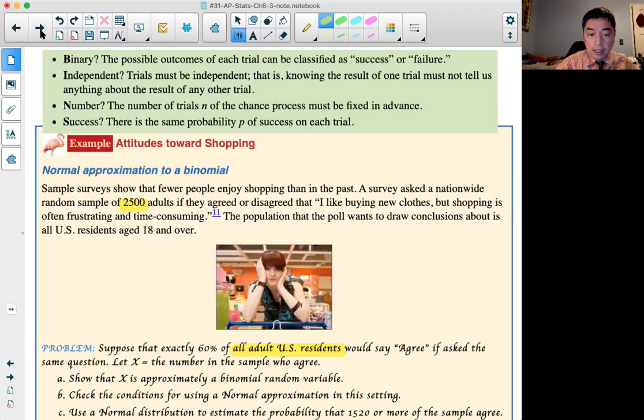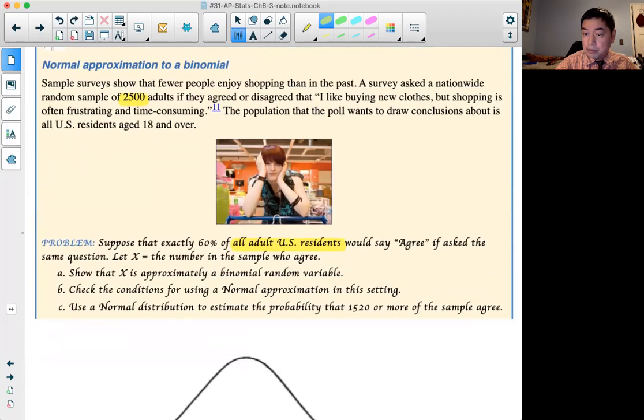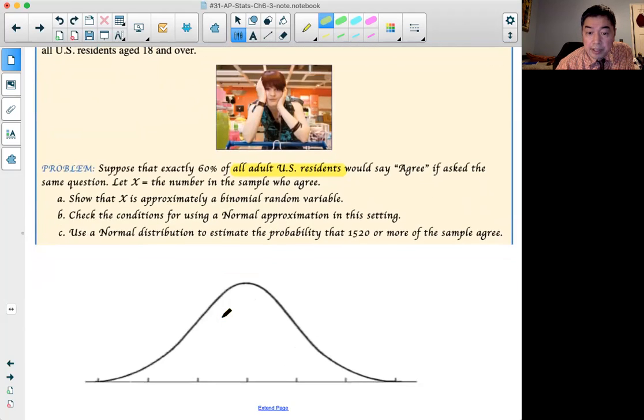Okay, so let's see. 2,500, so let me open the calculator. 2,500 times 60% is bigger than 10, okay? Failure is 2,500 times 0.4. Again, bigger than 10, so this condition is met, okay? All right, use the normal distribution to estimate the probability that 1,520 or more in the sample agree, okay?